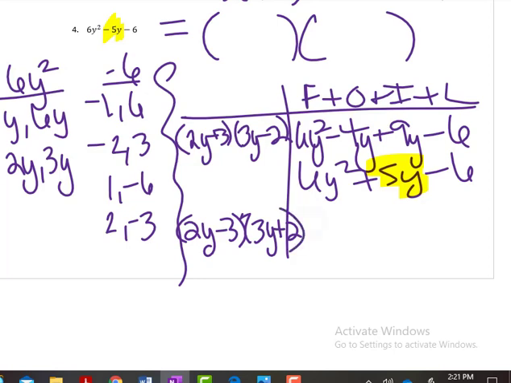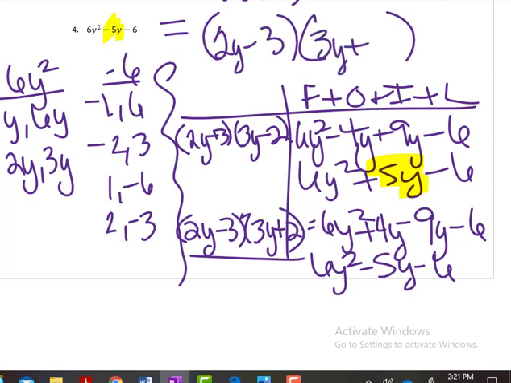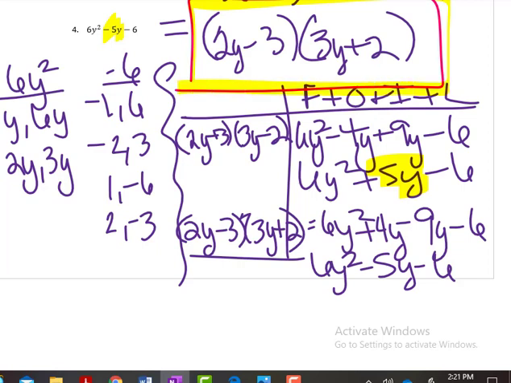All right, so first, 6y squared. Outer plus 4y. Inner minus 9y. And then last, minus 6. Now, when I combine the middle two terms, I get exactly what I need with that minus 5y. So I'm going to write this factorization in my answer area, and I'm going to make sure that this is highlighted nicely.